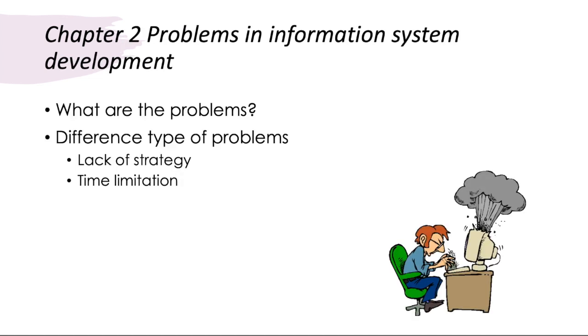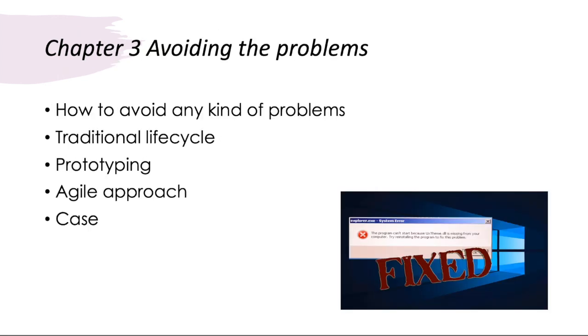Chapter 2: Problems in Information System Development. In this chapter, we focus on the different types of problems. As we know, all systems often have some problems that slow down or stop the workflow of the system. So in this chapter, we study many kinds of problems and learn how to cope with or avoid them. For example, the problems are lack of strategy and time limitation.